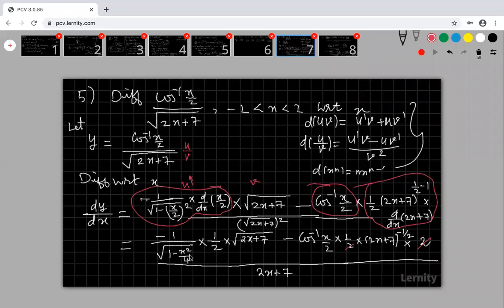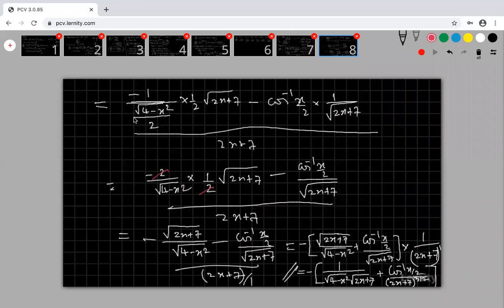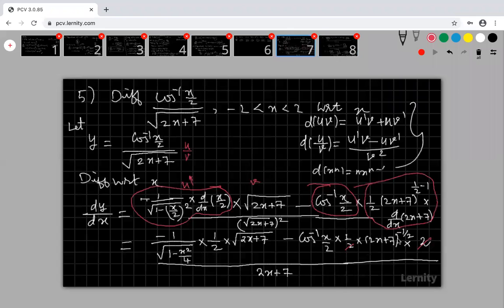So now I am just simplifying. This is 4 minus x square by 4. This 4 is in the root. Root of 4 minus x square by 4. I am just taking the denominator 4 out of the root. Root 4 is nothing but only 2. And here also I am cancelling this 2.